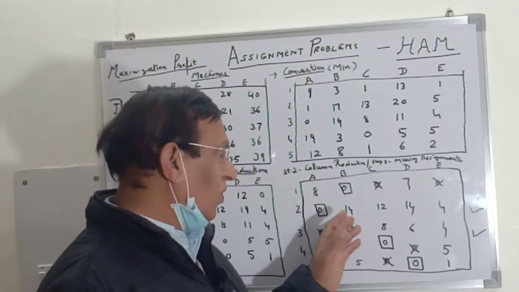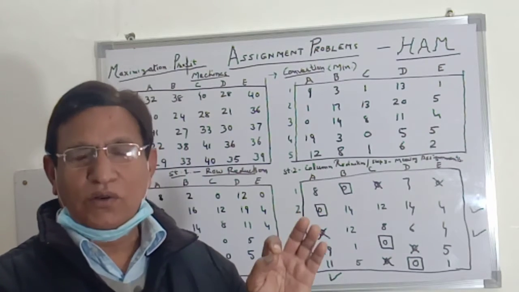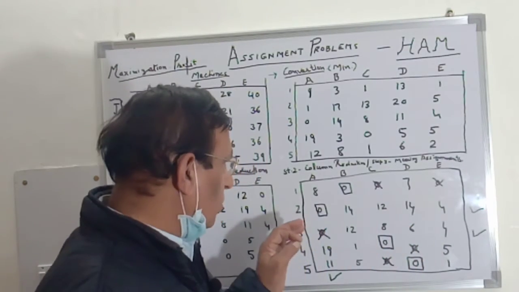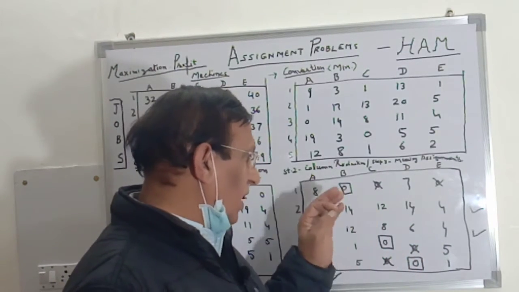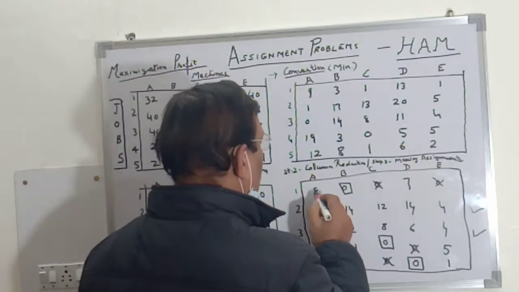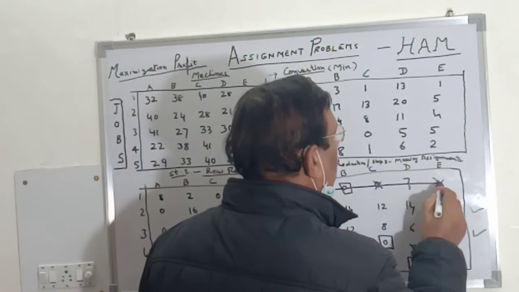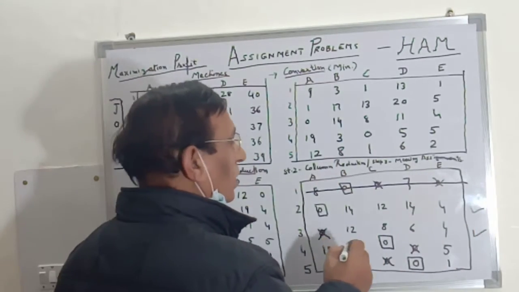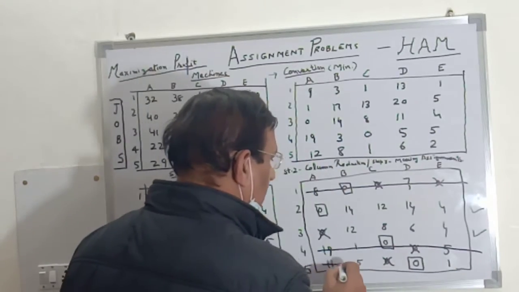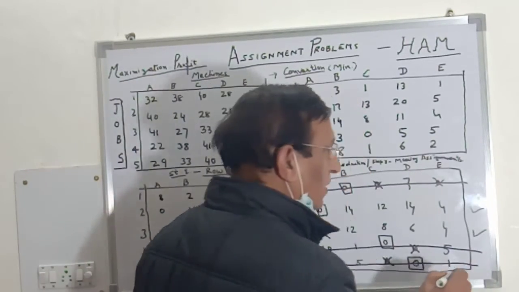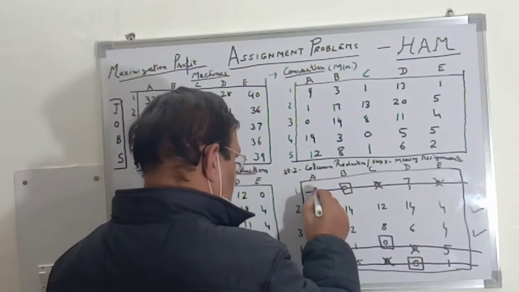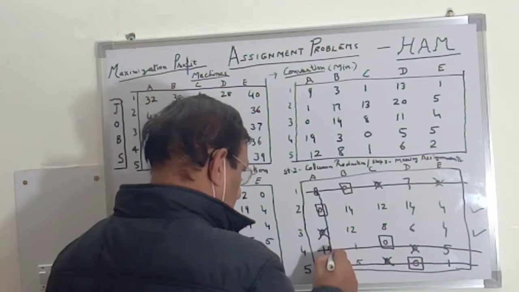Now, drawing the lines. Only one rule you have to remember: draw the lines through unmarked rows and marked columns. This is your unmarked row. This is your unmarked row. Again, unmarked row. Draw the parallel lines through unmarked rows and the marked column. And this is your marked column.